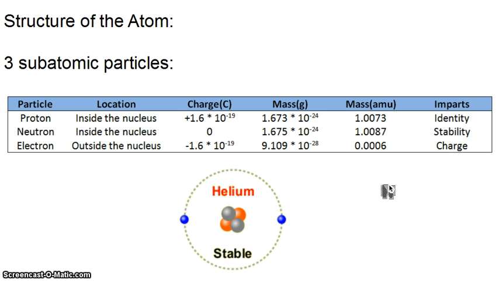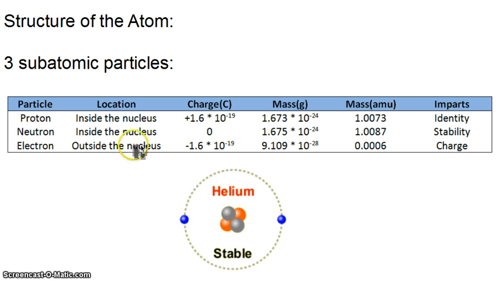Atoms are made out of three subatomic particles. The subatomic particles that atoms are made out of are the proton, the neutron, and electron. It is important for you to know where these subatomic particles are located, what charge they have, what mass they have, and what they do for the atom. So there's a table here that would be good to have in your notes. We have a picture here of an example atom.